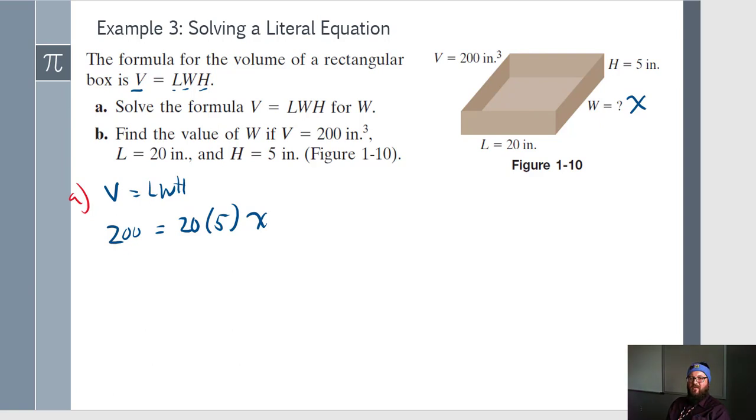We just got to solve for x, which hopefully most of y'all are seeing right here, that you and I just need to do a little, shall we say, division. Well, multiplication isn't some division. So you can take 200 equals, and then 20 times 5 is 100, so 100x.